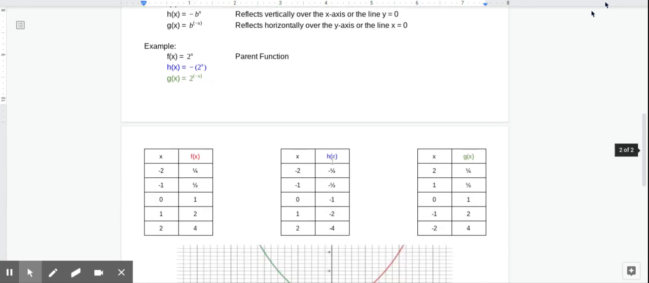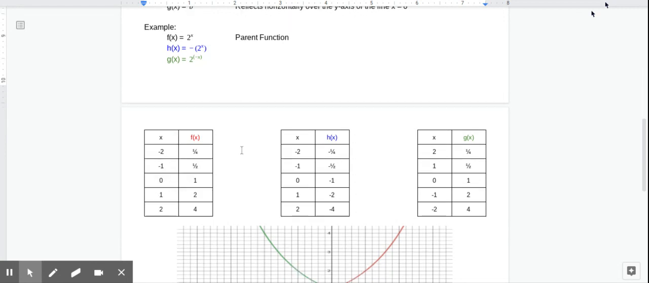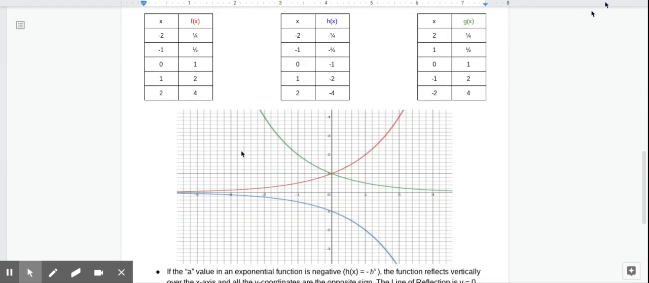So in the example of f of x equals 2 to the x power, or h of x, we put a negative 1 for our a value out in front of the parent function. And for g of x, we put a negative 1 up in the exponent with the x. Let's take a look at the tables and how they differ.